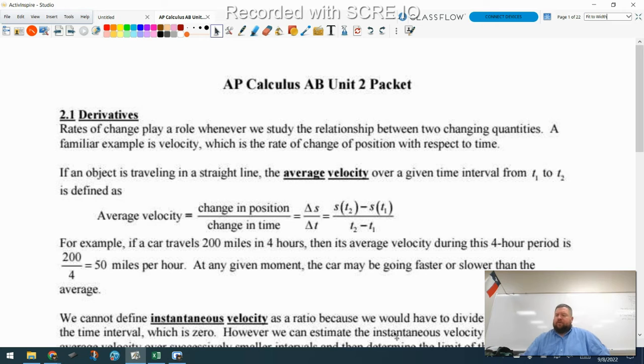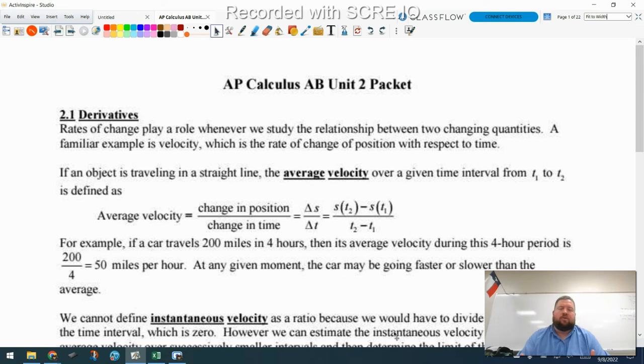All right, so we're going to do our first lesson today over derivatives. We're going to learn what a derivative is, and we're going to define a derivative using a limit. This is why we cover limits first, because everything else we do in this class has a definition that involves a limit.